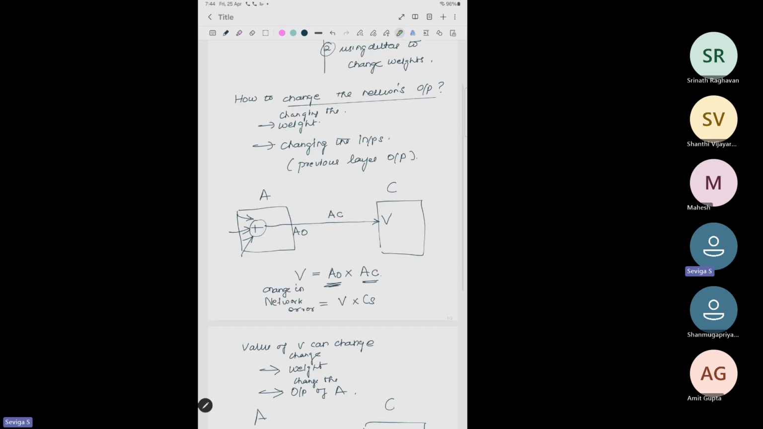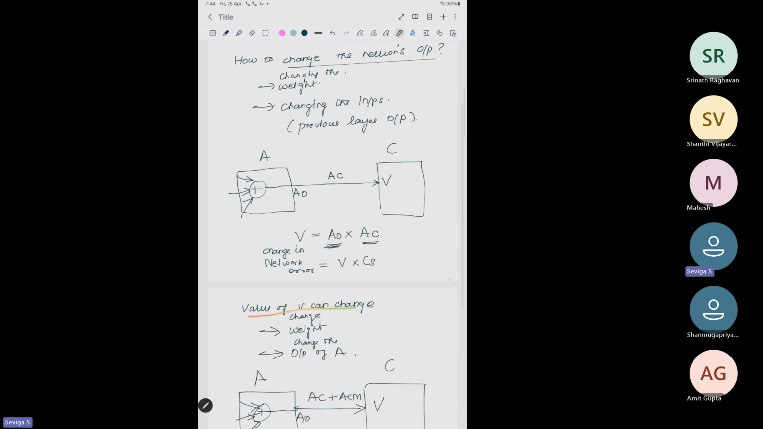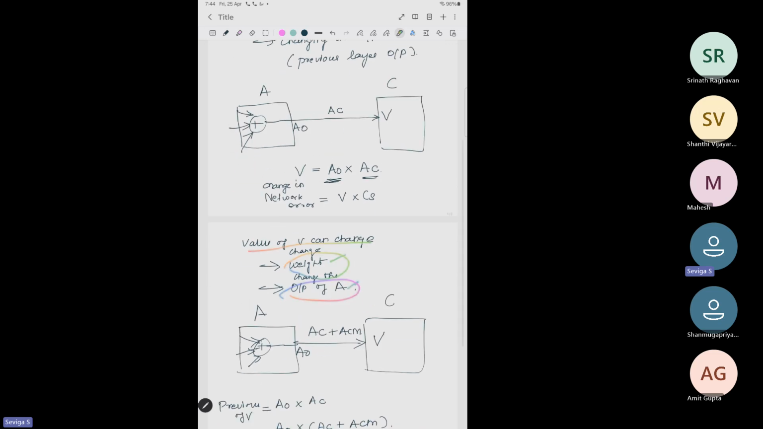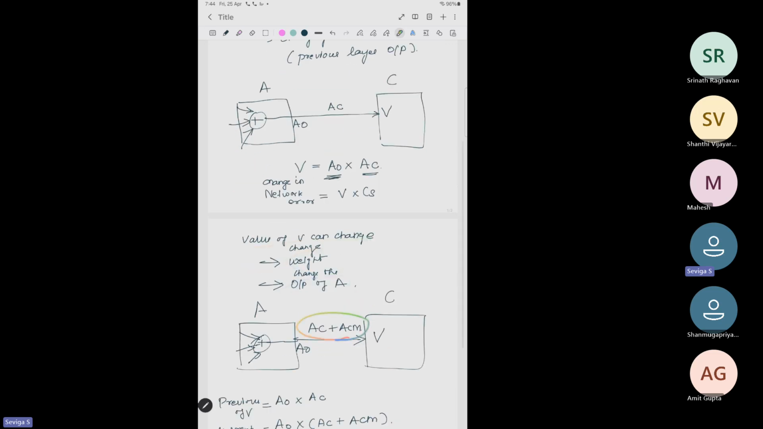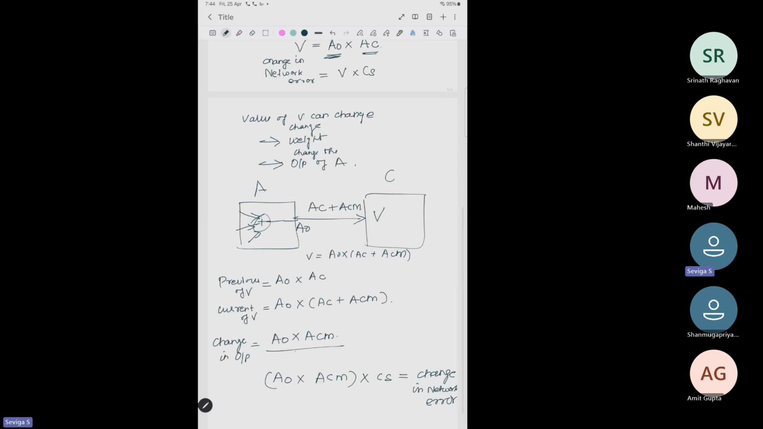Now what we learned is how we can change the value of V. Either we need to change the weight or we need to change the outcome. We cannot do much with the outcome, so we are changing the weight. How are we changing? We are adding a weight called ACM. So now the V value is A naught into AC plus ACM. So that is the current value of V.